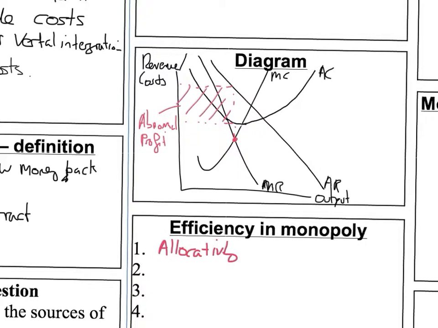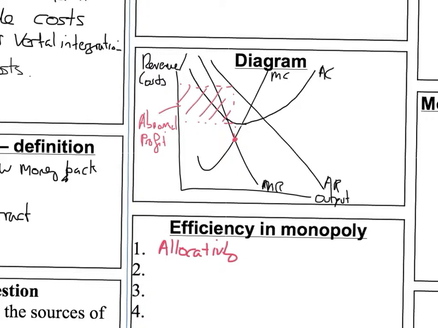I can't spell. How do I spell allocatively? I don't know. Don't go away. Right, there might be an E at the end, there might not. We'll work it out. Okay, so allocatively efficient.